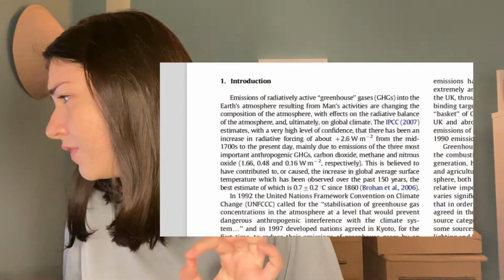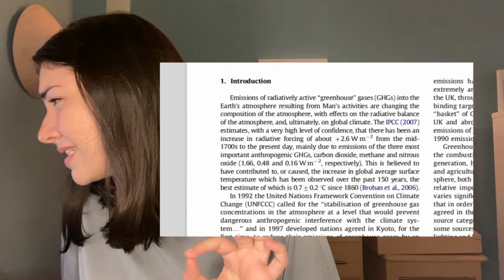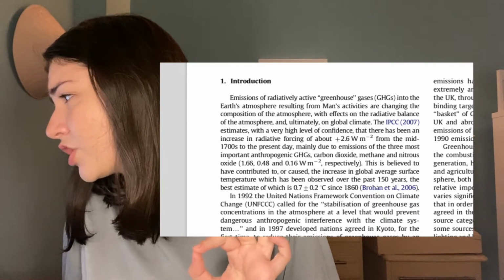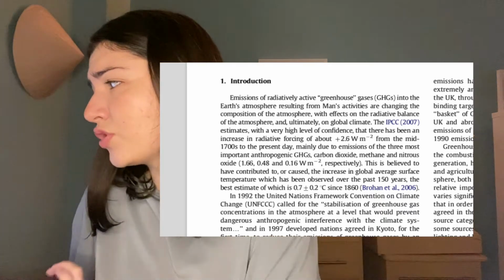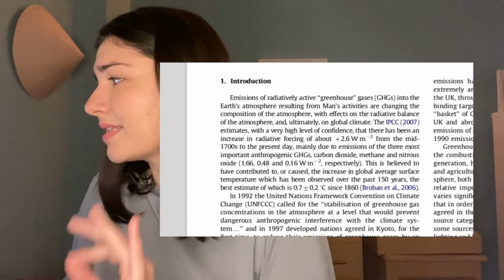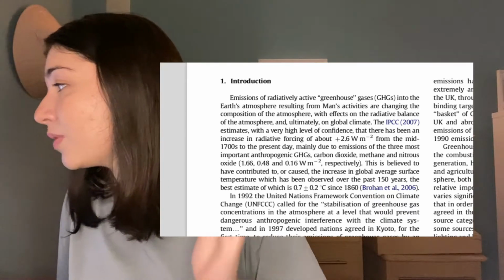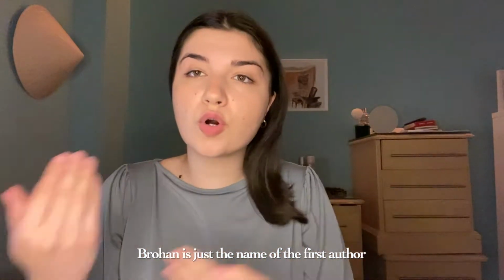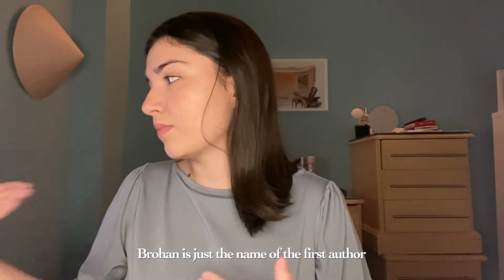An example is to go through the introduction, and if you see the last sentence from the first paragraph, it says the best estimate of which is 0.7 plus minus 0.2 degrees Celsius since 1860, and then between brackets it's Brohan et al. 2006. Et al. is Latin for "and others." That means that there are other authors other than the one mentioned here, Brohan, and it was written in 2006. This is in-text referencing. So you have to reference in-text and at the end.